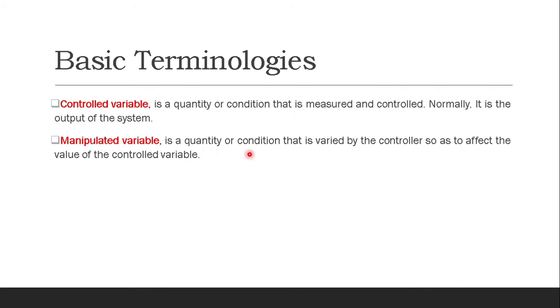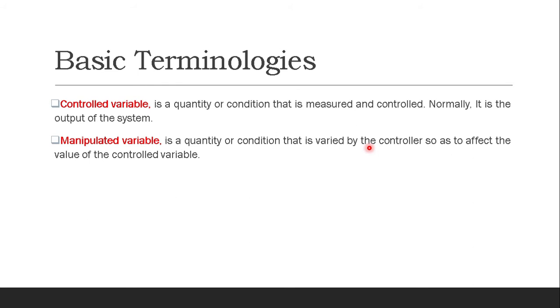It is the quantity or condition that is varied by some controller so as to affect the value of the controlled variable. So already we have defined that our speed is our controlled variable. So how can we vary the speed? By adjusting your accelerator or your brake, you can control the speed of the motor. So that is what the manipulated variable is. It is the quantity or condition that is varied by some controller so as to affect our final output, that is our speed. So the manipulated variable, for our example, is either your brake or your accelerator.